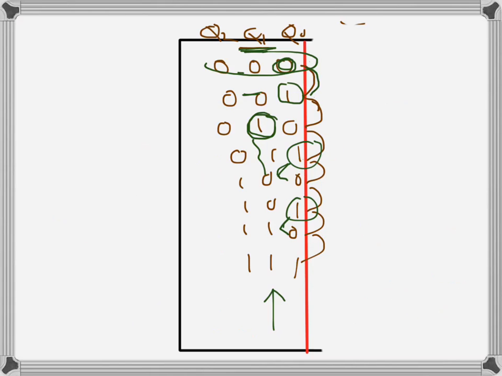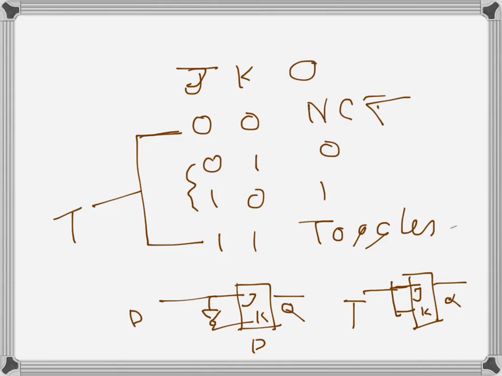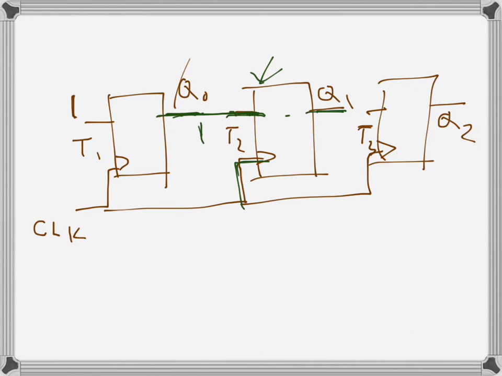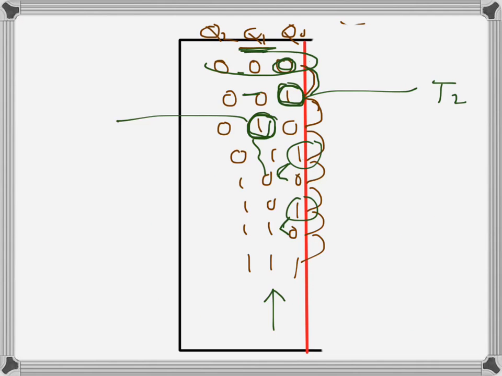But when the second clock comes, the output Q0 is 1. So this will be output Q0 and input T2. When the second clock comes, this one will get a 1 here. So this output will toggle, which is happening here. So this is how it will keep going on.